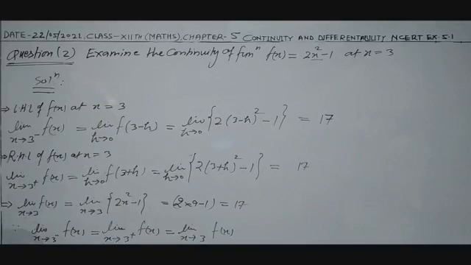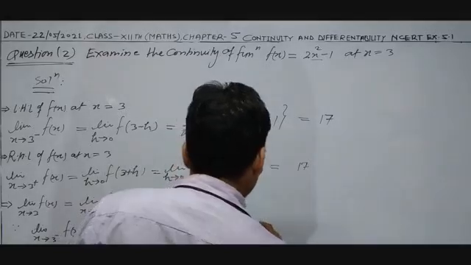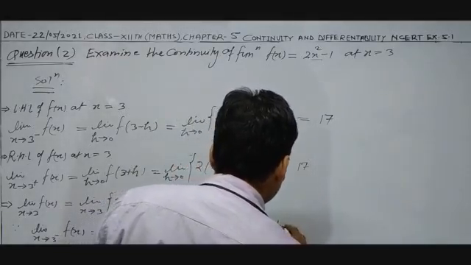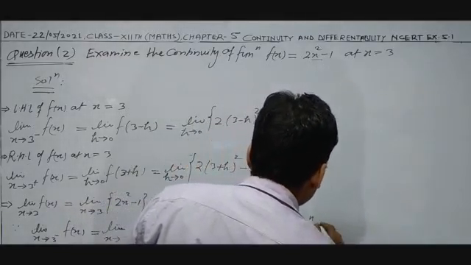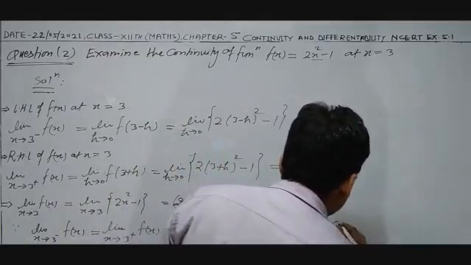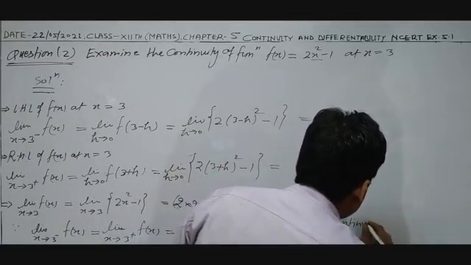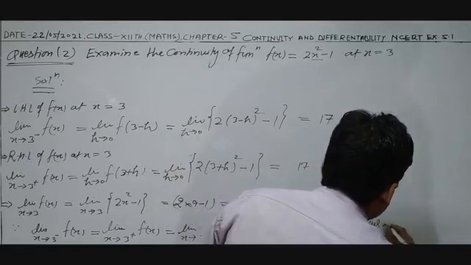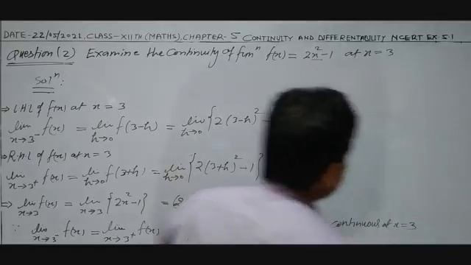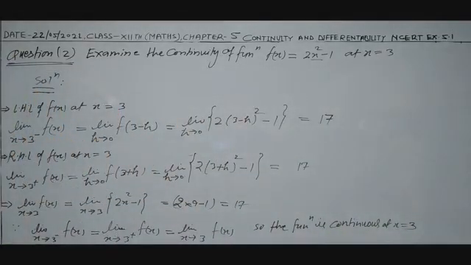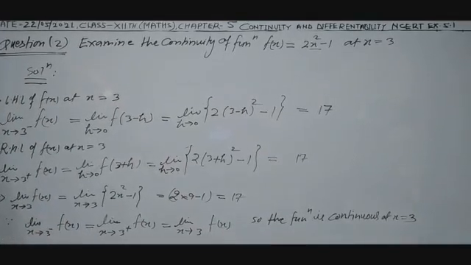Limit x tends to 3 minus is equal to limit x tends to 3 plus, this is the right hand limit, and this is the value of the function at the given point. So these three values are equal, so the function is continuous at x is equal to 3. So this is the answer.